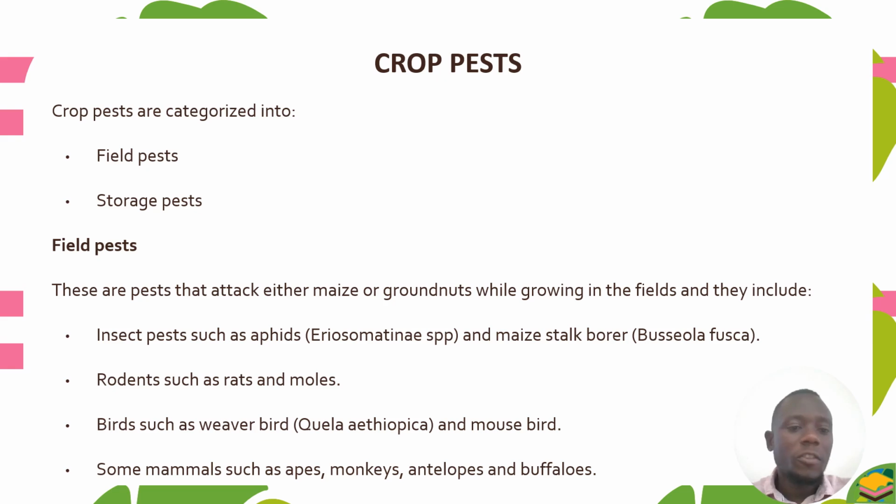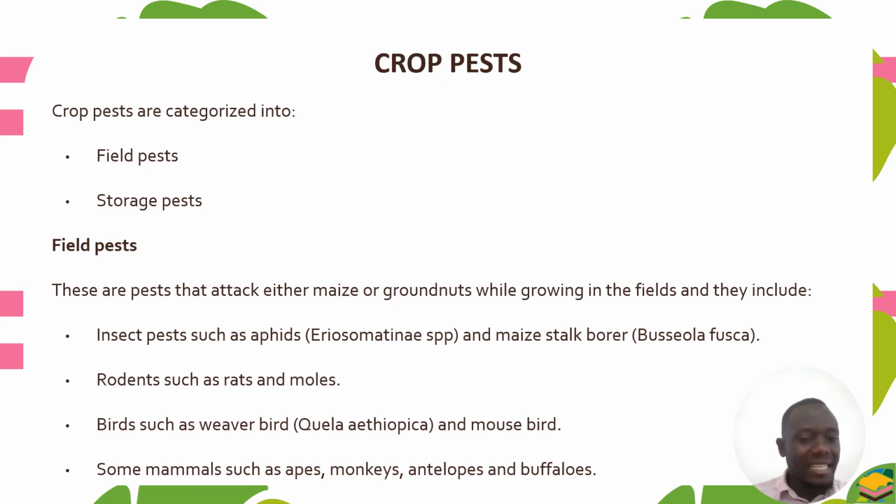When we talk of field pests, they attack either maize or groundnuts while growing in the field. We can say they attack crops while they are still growing in the field. That's why they're called field pests. These field pests include the following.